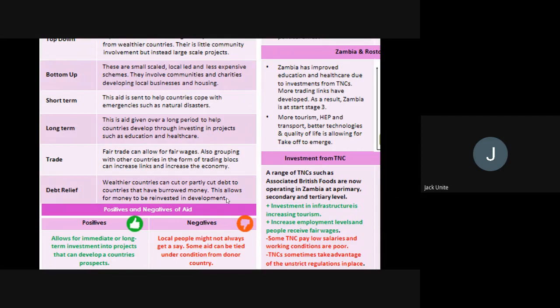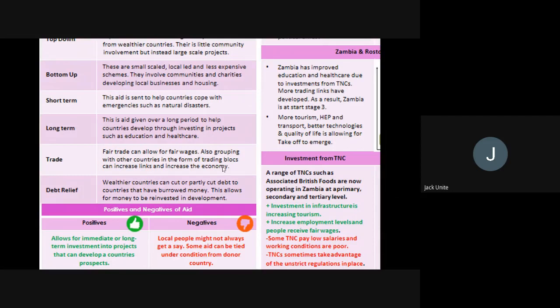And obviously, with regards to positive and negative aspects of aid, it's very simply, obviously, if we have that aid, they can invest in projects that can help to develop a country's prospects. But on the flip side, well, is it top down? If it's top down, it's coming from the government, local people are not going to have a say. They're not going to be able to find that change that they need to really improve their quality of life. Things like the Room to Read scheme we'll mention later.